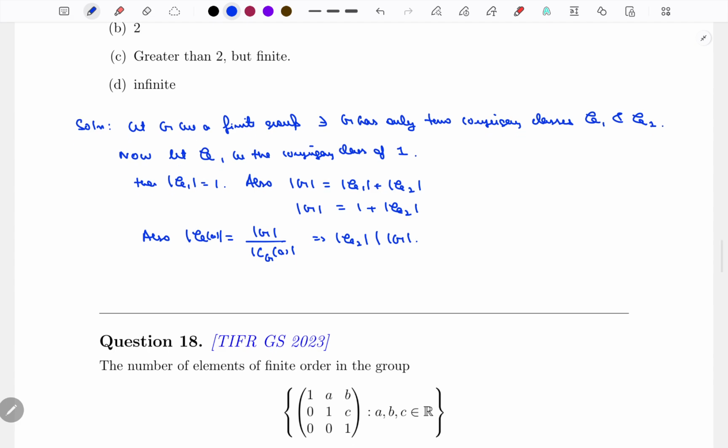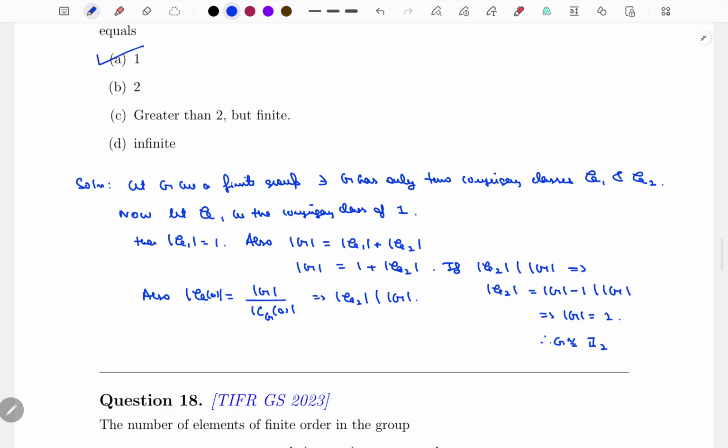So if the size of the conjugacy class of 2 divides the order of G, what does that mean? That means the size of C2, which is exactly equal to the cardinality of G minus 1, divides the cardinality of G. I'm extremely sorry, I mean the cardinality of G. But the only possibility in this case is that the cardinality of G is 2, right? 2 is the only number which is divisible by a number exactly one less than it. But there is only one group up to isomorphism of order 2, so therefore G has to be isomorphic to Z2. So there is only one possibility.